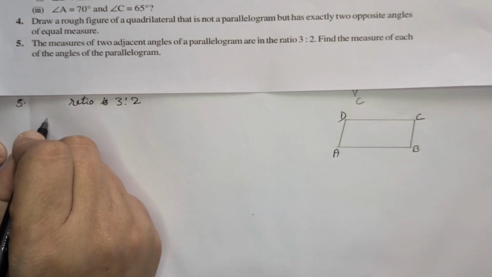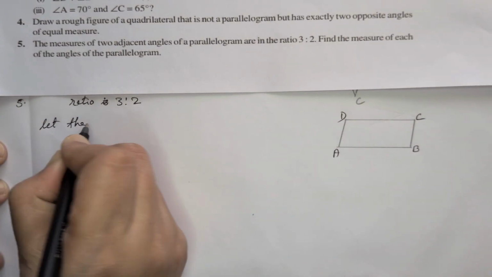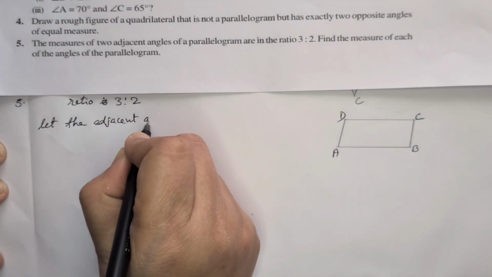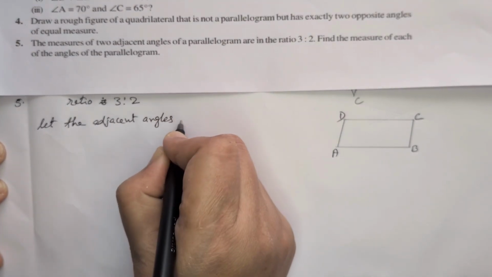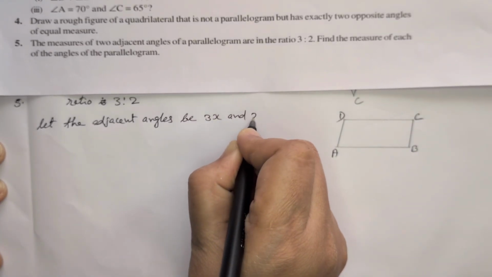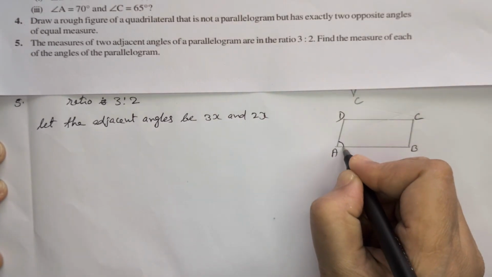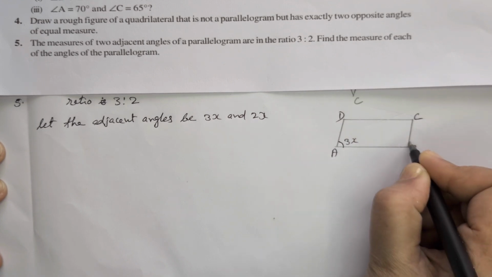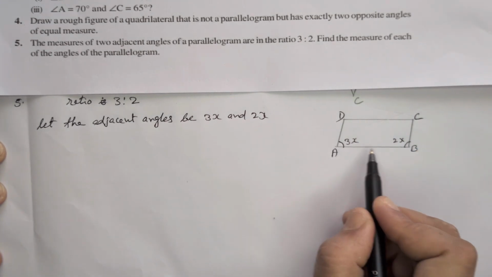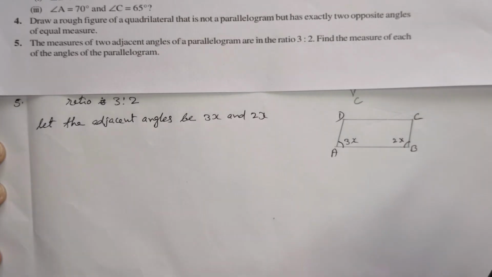So we can take, let the adjacent angles be 3x and 2x. We can take this angle as 3x and this angle as 2x. So let the adjacent angles be 3x and 2x.